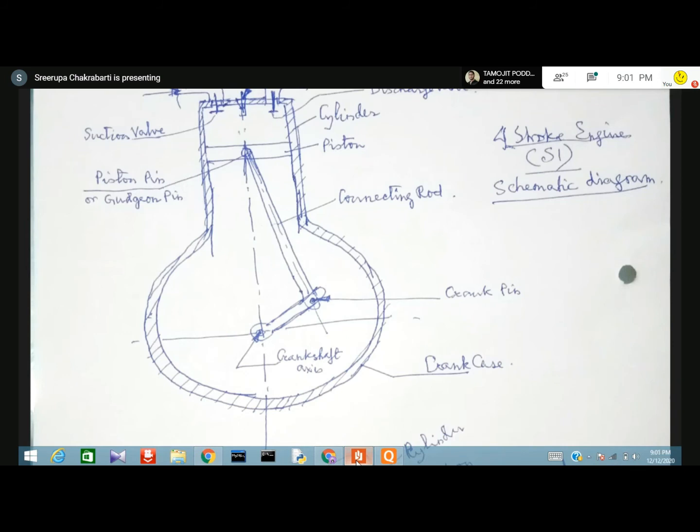And those engines where one thermodynamic cycle requires only 2 journeys of the piston, that is one from top dead center to bottom dead center and from bottom dead center to top dead center. 2 journeys, 2 strokes, that is 1 revolution of the crankshaft, will be sufficient to complete one cycle. Those engines are called 2-stroke engines. There is no engine which is called 3-stroke engine, 1-stroke engine, 5-stroke engine, 7-stroke engine, 6-stroke engine. Those are not there. Only these 2 varieties are there.